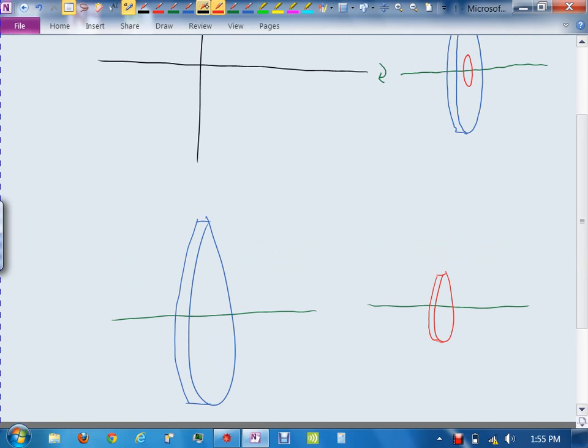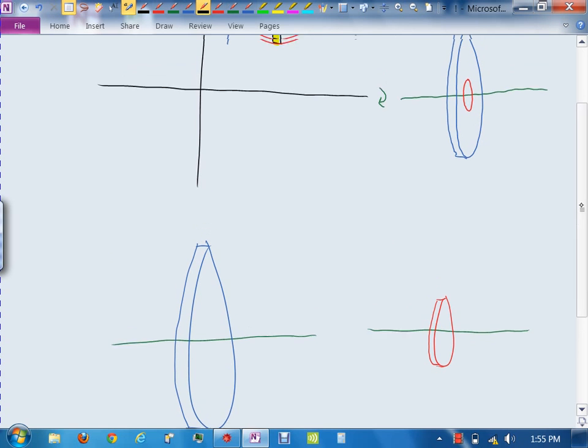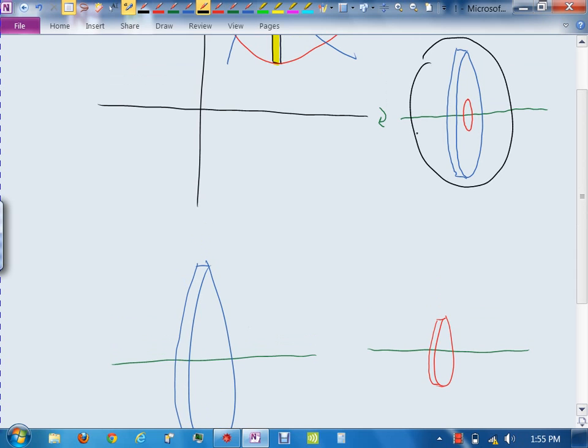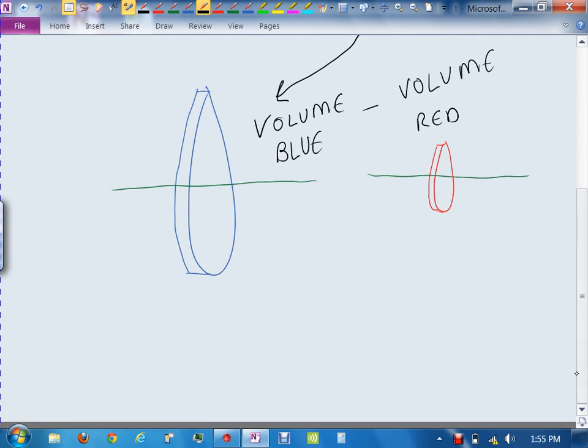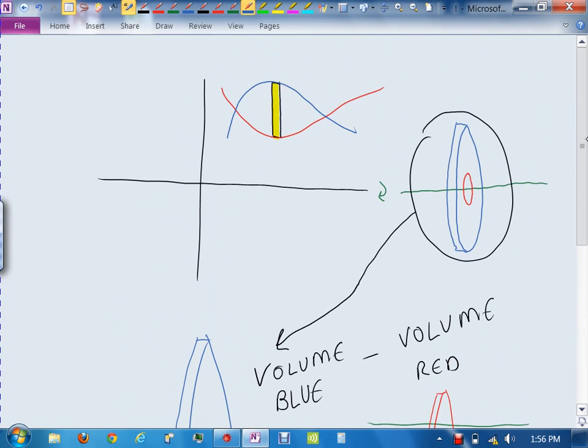So this one right here with the hollow would be this volume of the blue minus the volume of the red, which means, what's the volume of the blue? We already know the volume of the blue would be pi times its radius squared, right? Now, I need to label some of these functions. How about we label the blue one f, and we label the red one g? How about that?